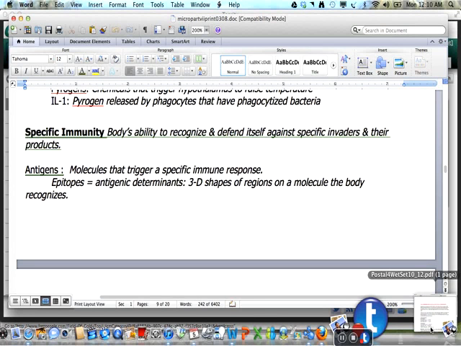The epitopes are the antigenic determinants, or specific 3D shape of the region on a molecule, the body recognizes. The antibody also recognizes just a specific part of the antigen as well.